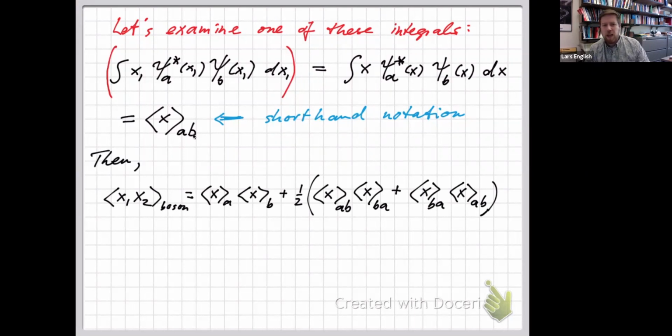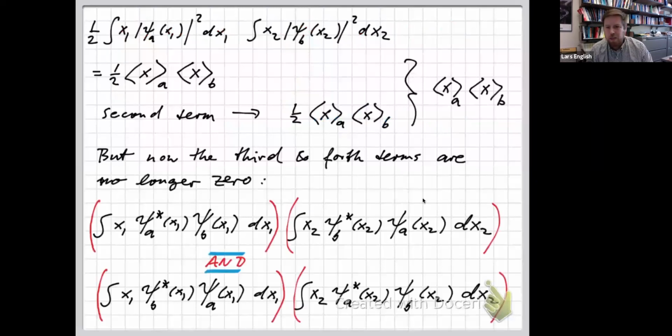So the first one gives me my AB, right? That was the first integral, but there was a times the second integral. Let's go back real quick. Times this integral. So this is what we now labeled expectation value of x sub AB.